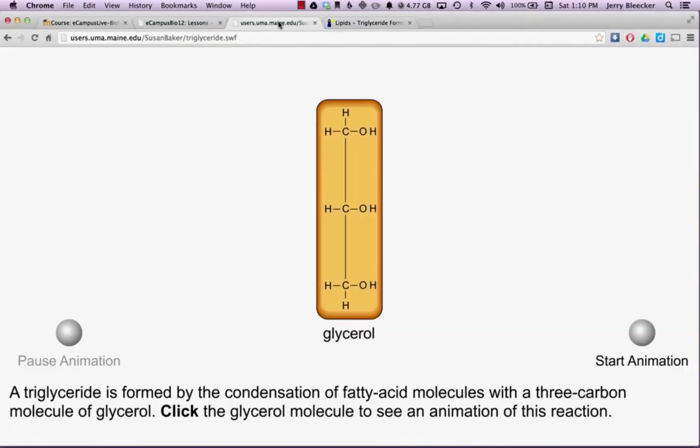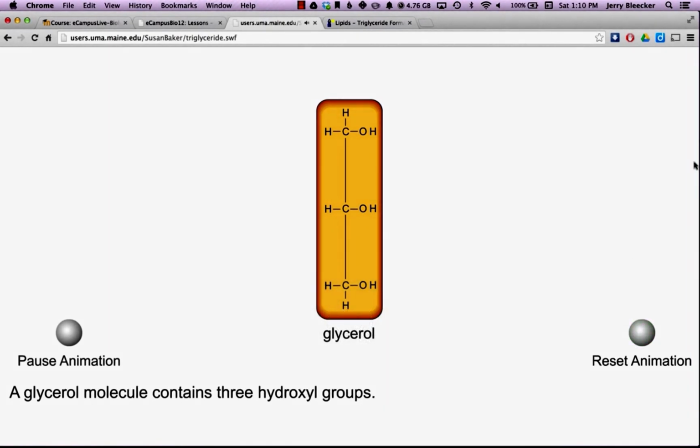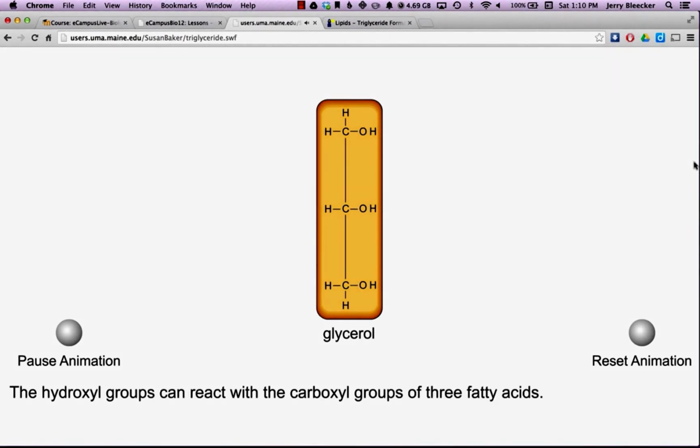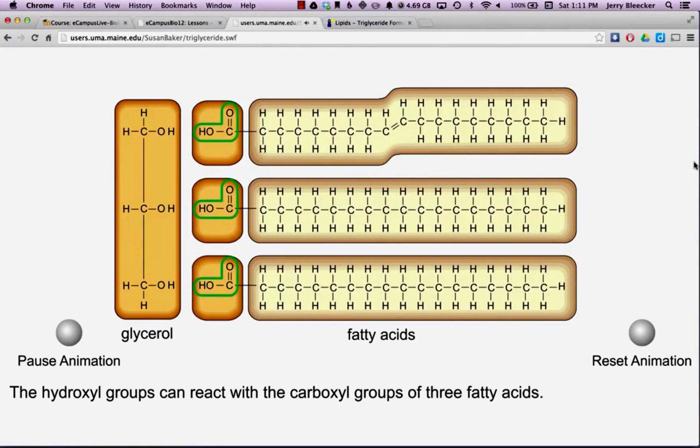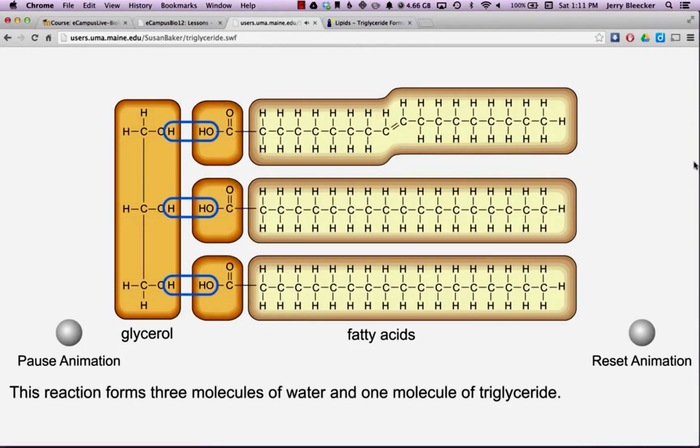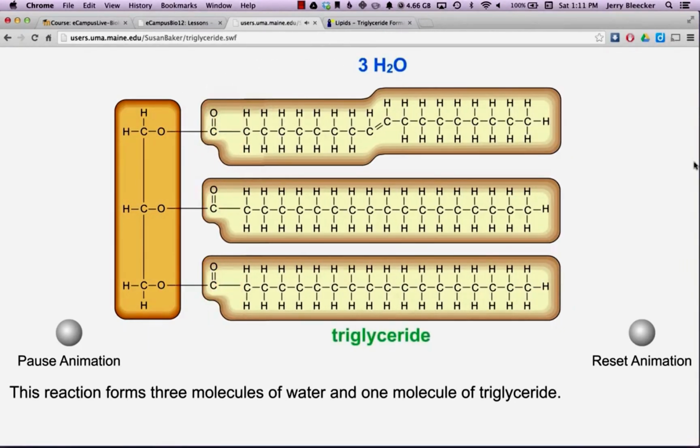And show you what this looks like in an animated way. I'll just mute this. There we go. A glycerol molecule contains 3 hydroxyl groups. Easy to see it coming together. The hydroxyl groups can react with the carboxyl groups of 3 fatty acids. There's your fatty acids. This reaction forms 3 molecules of water adjacent to the hydroxide groups, and 1 molecule of triglyceride.